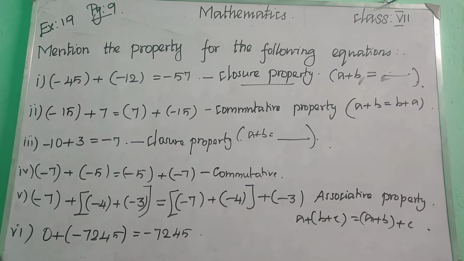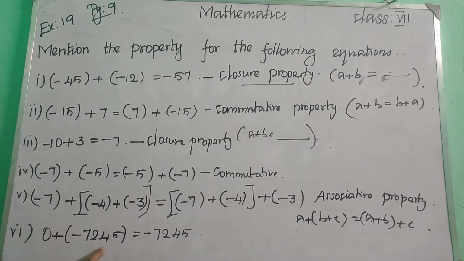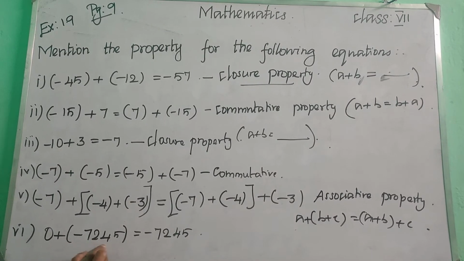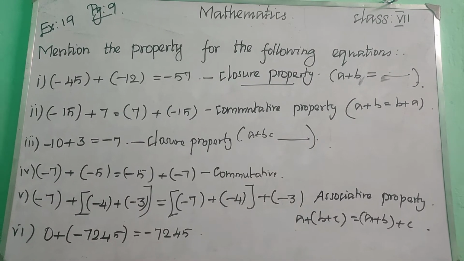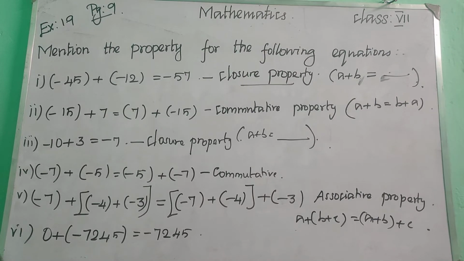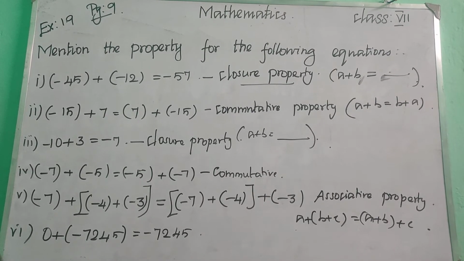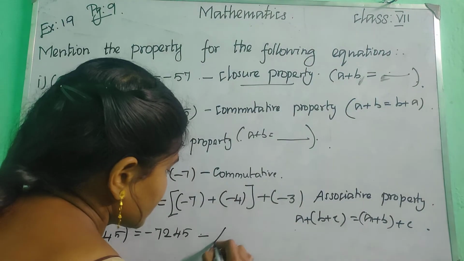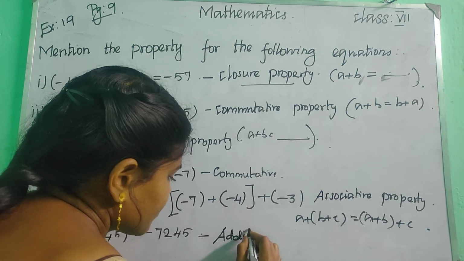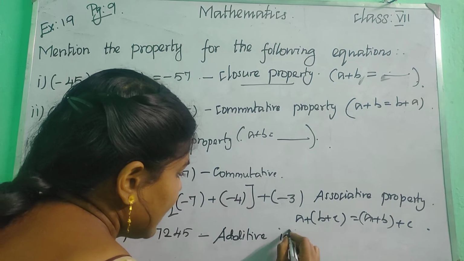Okay children, and then the last one, 0 plus minus 7245. So what answer are we getting? Minus 7245. So we have 0 and the same identity number. This number and this number are the same, so we can say it is additive identity.